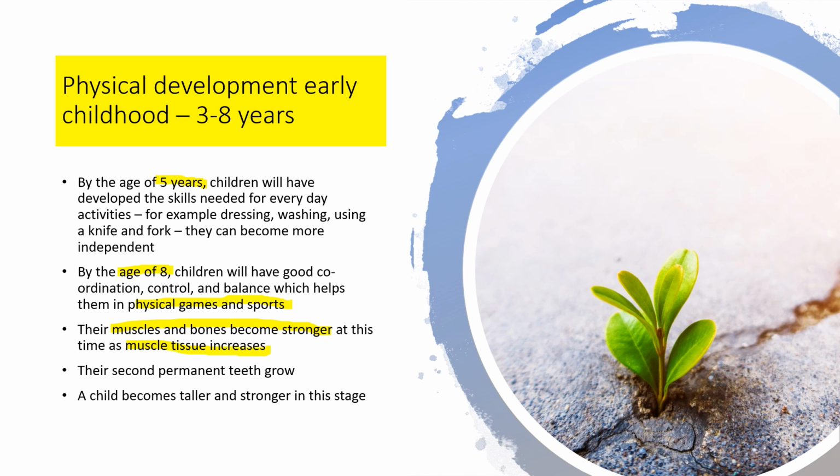This is why it's really important in this life stage to have adequate nutrition. And in this life stage, it's really important to have a good amount of protein in the diet, because protein is really important for developing muscles. In this life stage, teeth start to fall out. The baby teeth fall out and permanent teeth grow, which is why in this life stage it continues to be really important to have a good amount of calcium in the diet. And the child will become much taller and stronger in this life stage. Stamina improves, so they can do physical activity for a longer period of time.